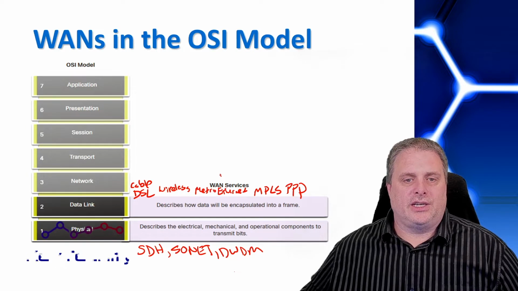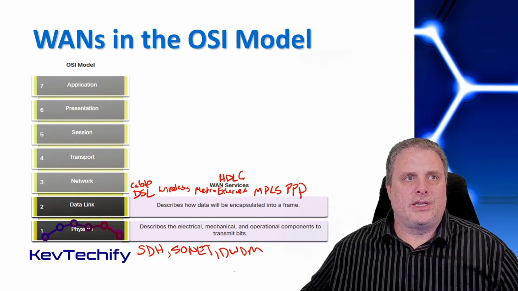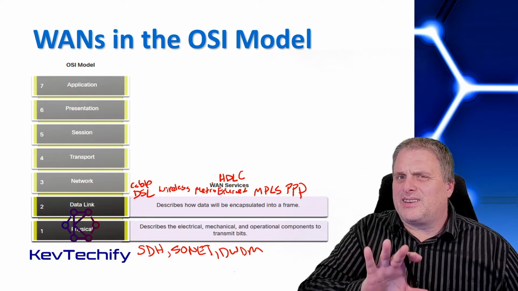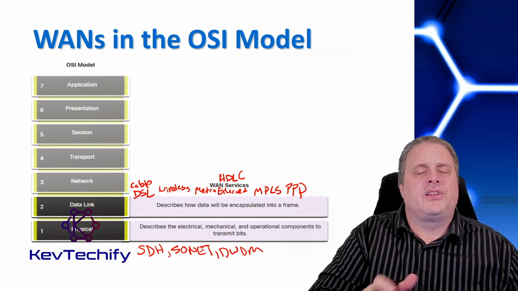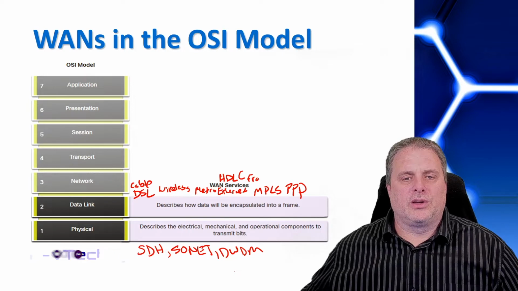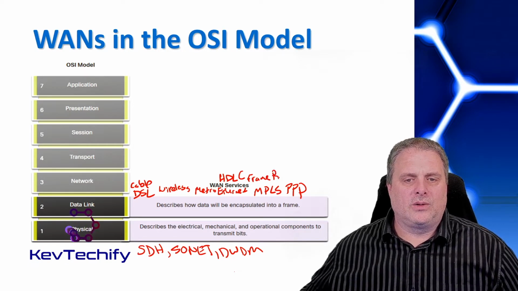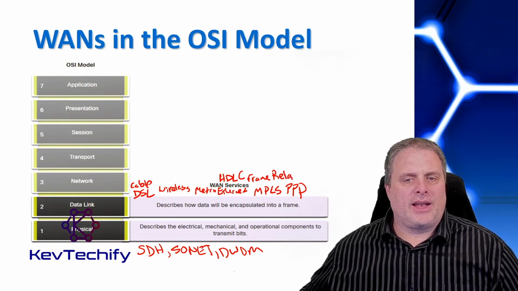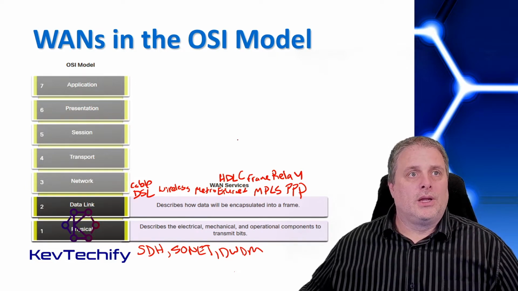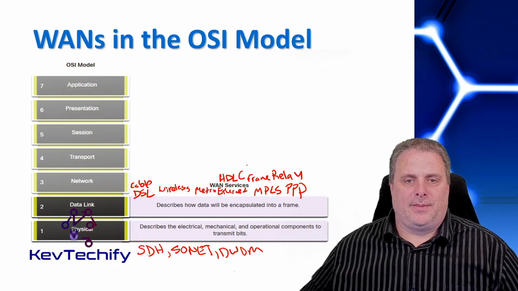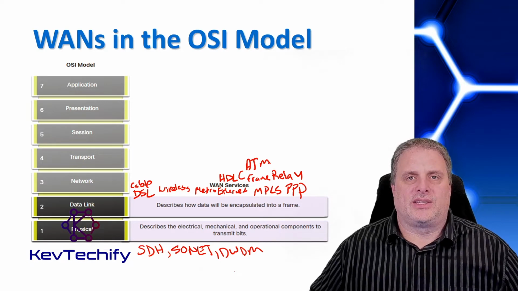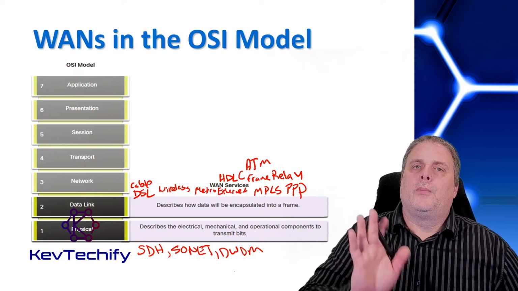We have HDLC, the high-level data link control, which is not used as much as it used to be, but it's still out there and you may run across it. We have frame relay. Frame relay used to be the gold standard for sending data over a WAN connection, but that has been replaced with other technologies like Metro Ethernet and MPLS. And then we have ATM, asynchronous transfer mode. That's another legacy technology. Hopefully you're not going to run into it, but you may still.